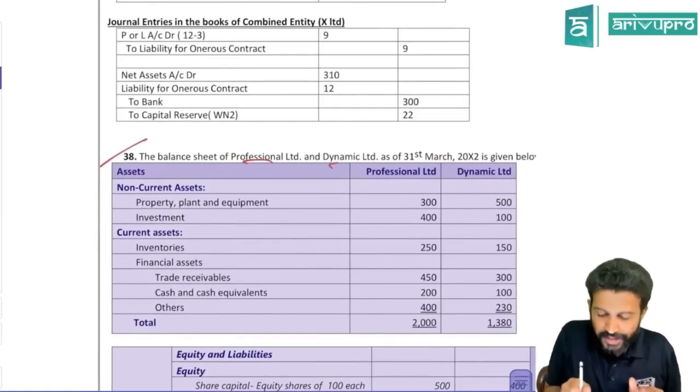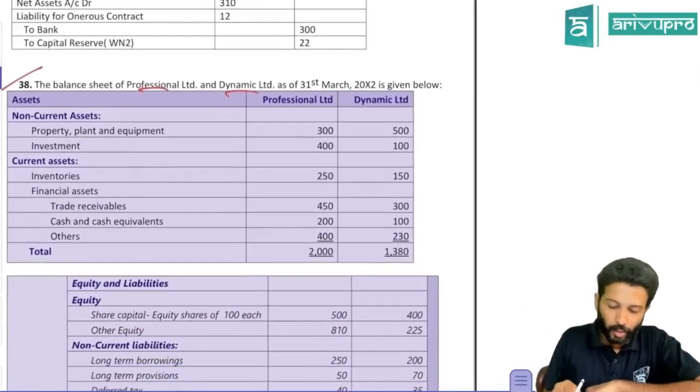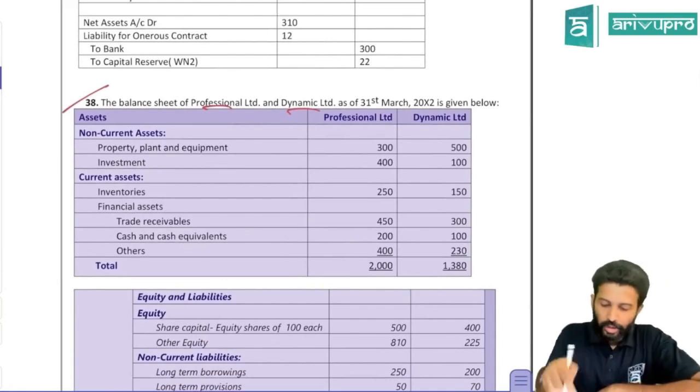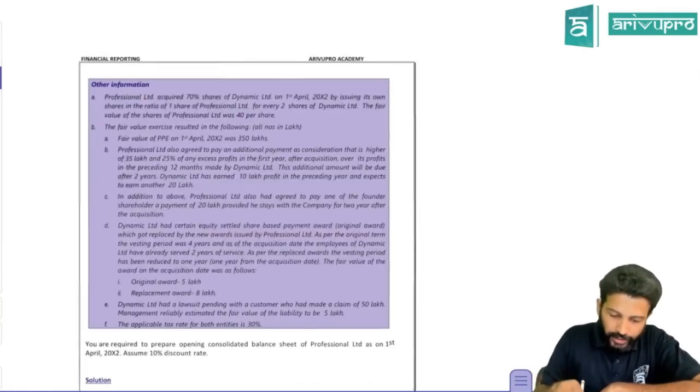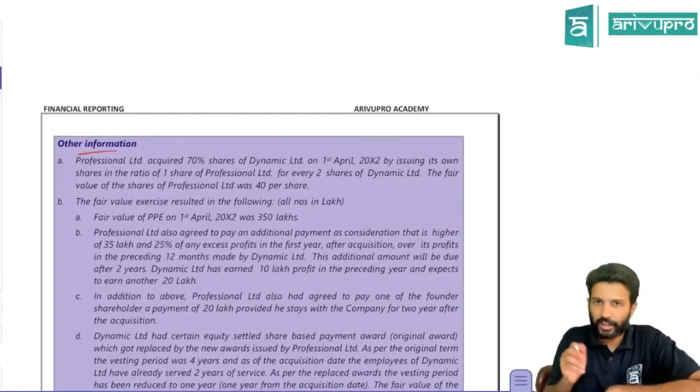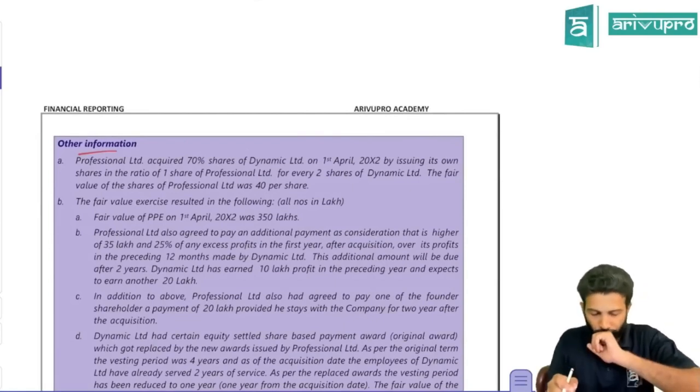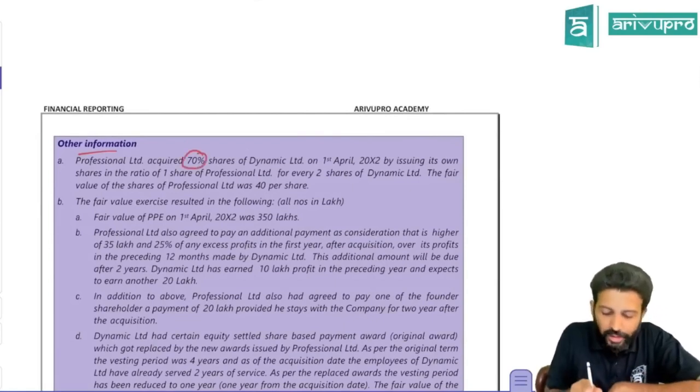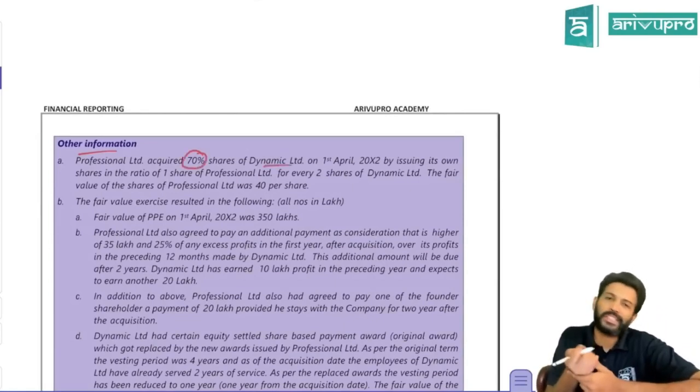The balance sheet of Professional and Dynamic Limited on 31st March is as follows. So they've given the balance sheet. Next, some other information they've given. Let's run through that. This is probably important. Professional acquired 70% shares of Dynamic Limited. So with 70%, obviously you get the control.